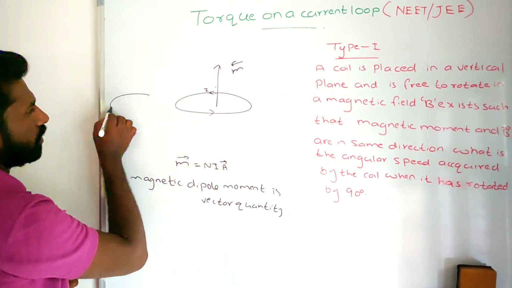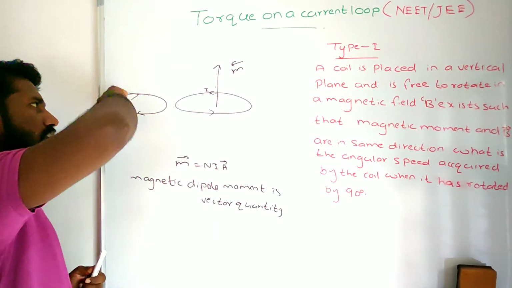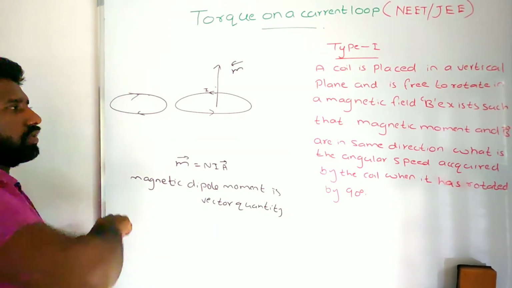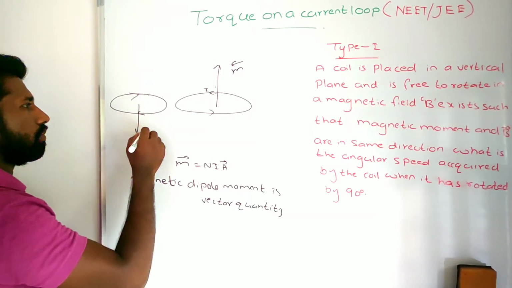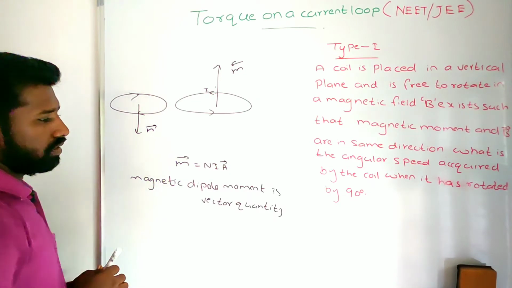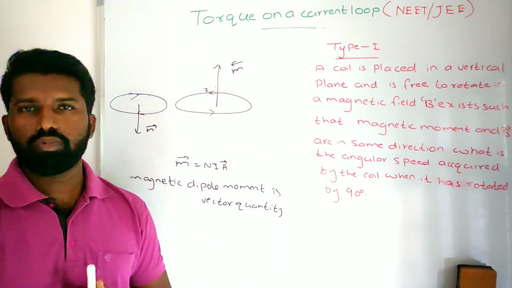If the current is in the opposite direction like this, the palm is curled in this direction and the thumb is in the downward direction. So the magnetic dipole moment is downwards. This is the way we can find the direction of the magnetic dipole moment.